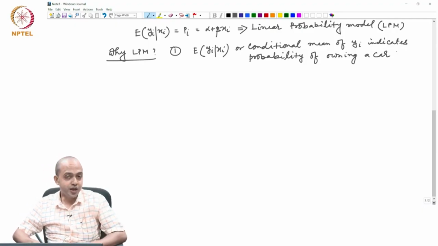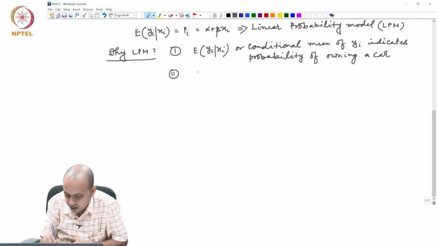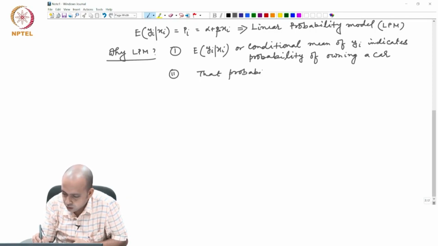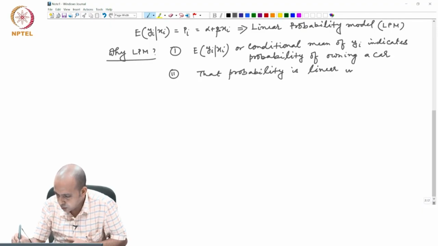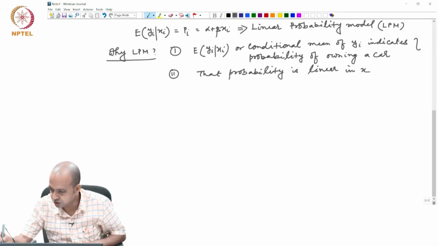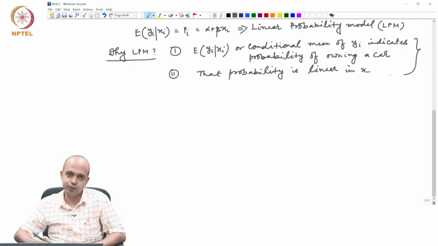When we talk about yi equals alpha plus beta xi plus ui in the context of the consumption function, there the expectation of yi given xi, or alpha plus beta xi, was denoting only the mean income, but here it is a probability. The conditional mean of yi indicates the probability of owning a car, and secondly, that probability is linear in X. Because of these two reasons, this model is called the linear probability model. That is all.